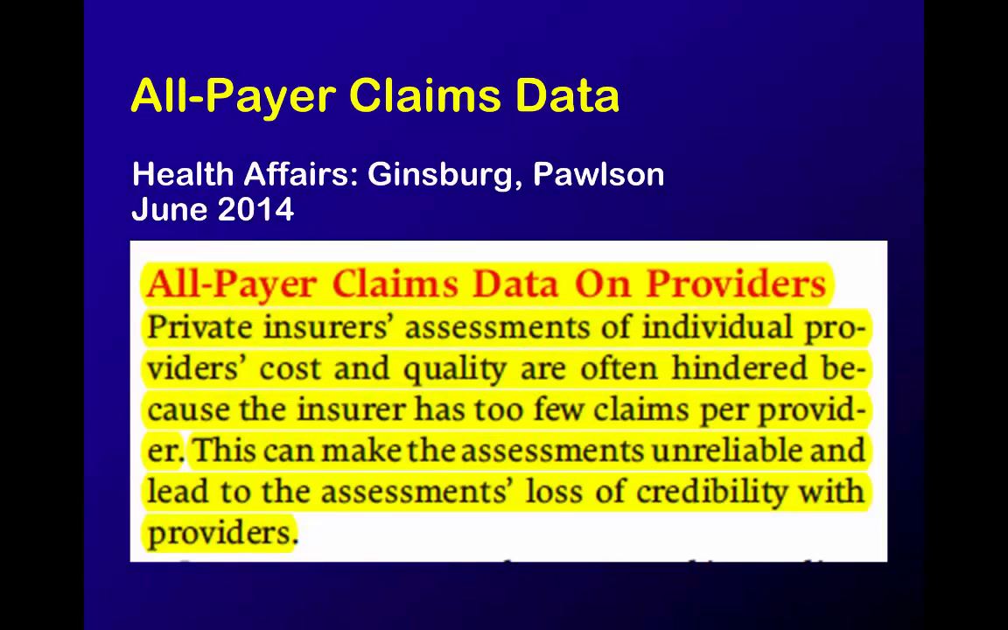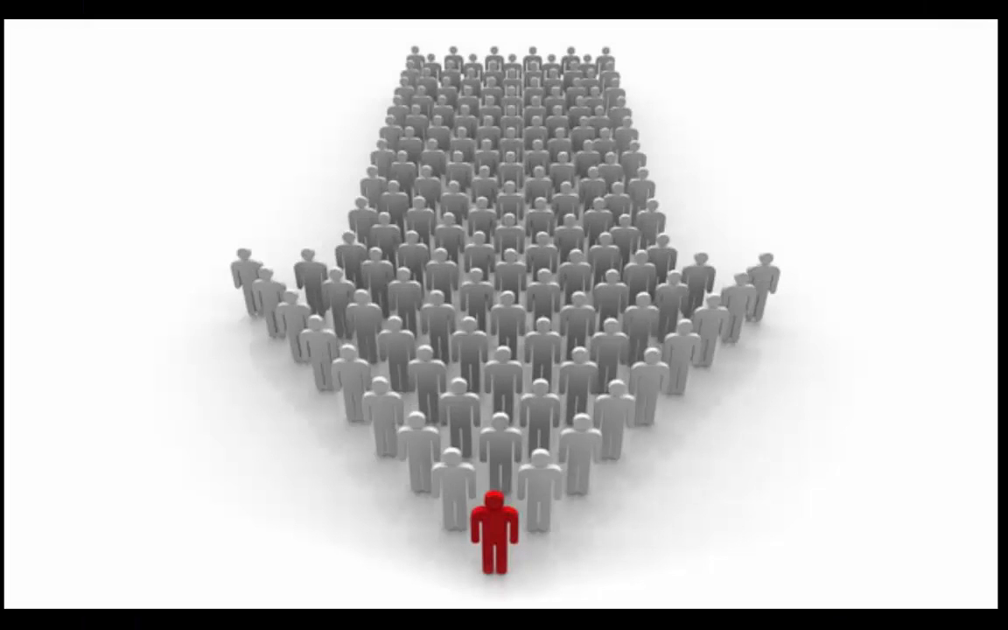The problem of these independent report cards being credible was summed up in an article in Health Affairs this summer. Private insurers' assessments of individual providers' cost and quality are often hindered because the insurer has too few claims per provider. It makes the assessments unreliable, and it will lead to a loss of credibility by the providers. Pooling both the outcome results and the claim data from all payers is more likely to point toward the stars in our system that we need to emulate and the bad actors who need to be excluded.